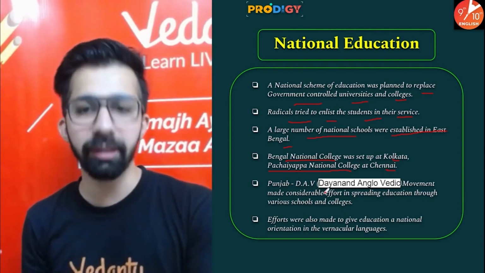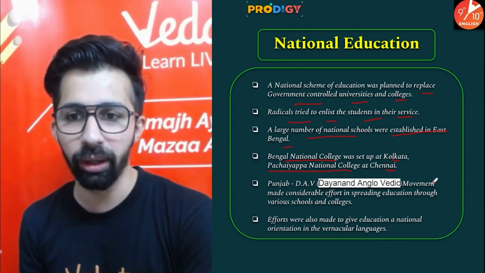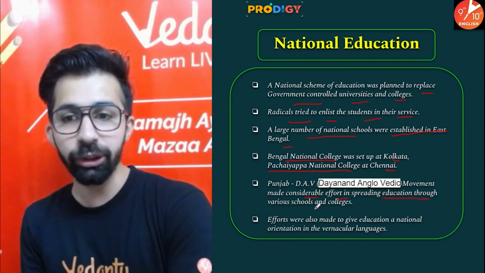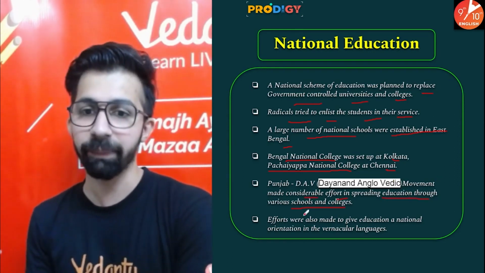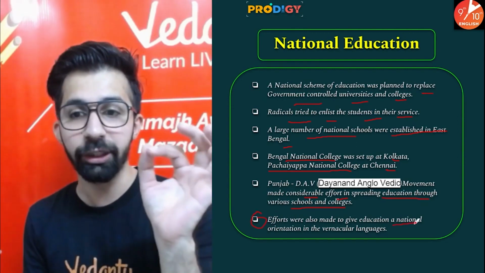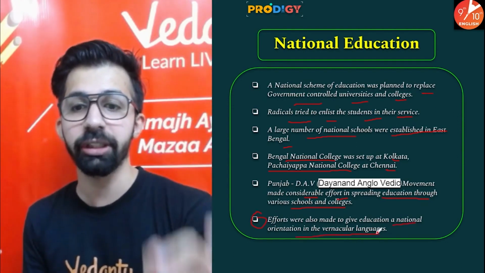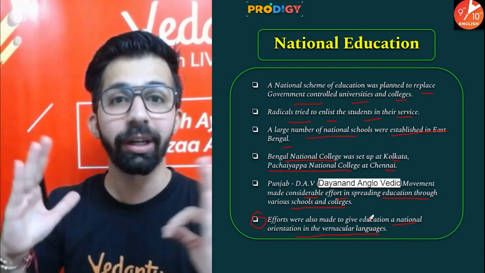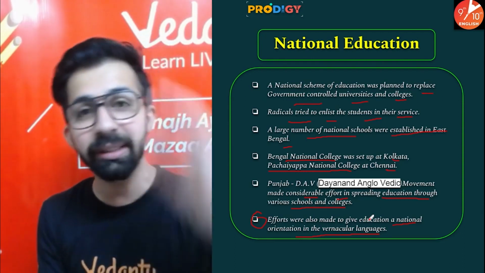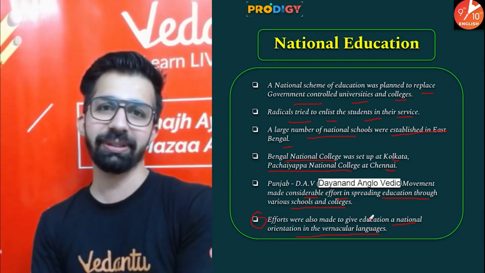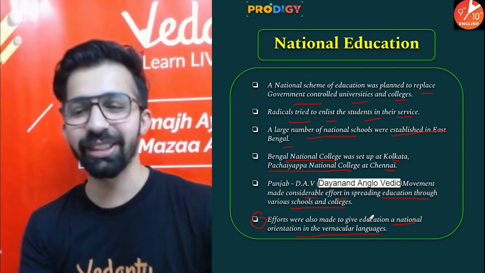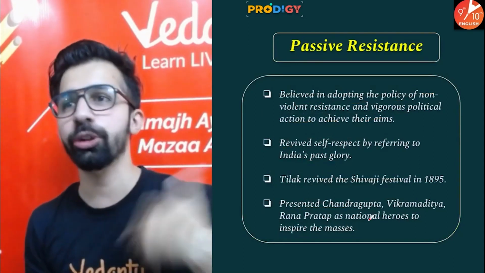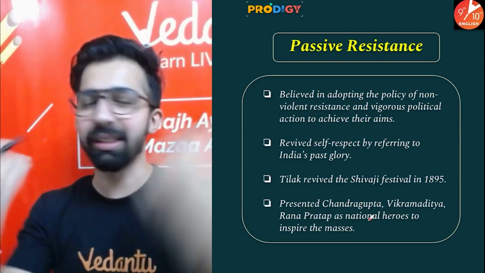Like in Punjab, the DAV schools, the Anglo Vedic movement, made considerable effort in spreading education through various schools and colleges. Efforts were also made to give education a national orientation in the vernacular language, meaning education should be provided to students in vernacular languages. Vernacular language means regional languages. So this was one of the ways to spread national education and the ideas of assertive nationalists.